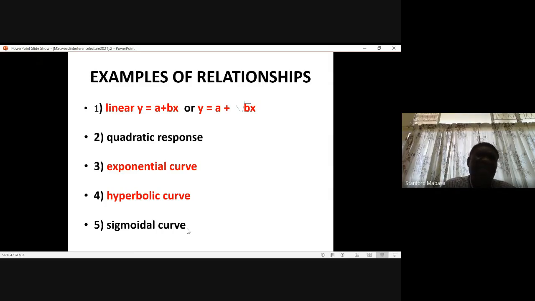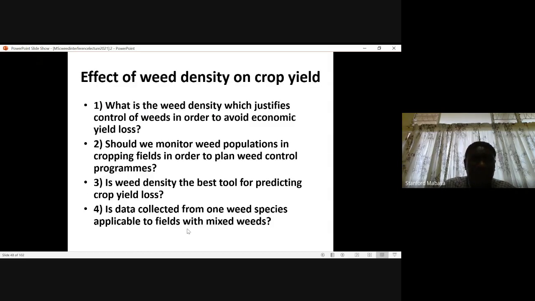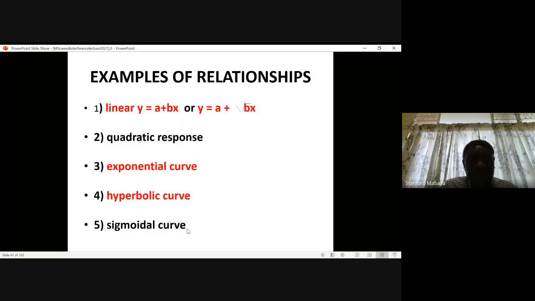Now with the weeds, we have to use a different method in order to arrive at the number of weeds per square meter, which justify weed control. So in effect, we want to look at the effect of weed density on crop yield. Once we understand the kind of relationship which can be any one of these five, depending on where you are.